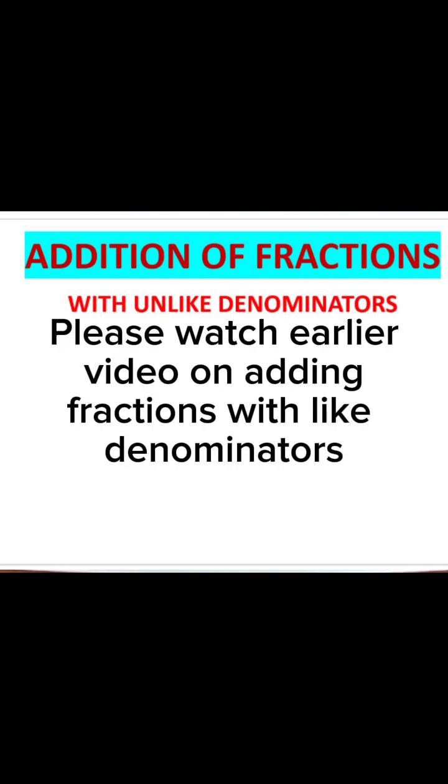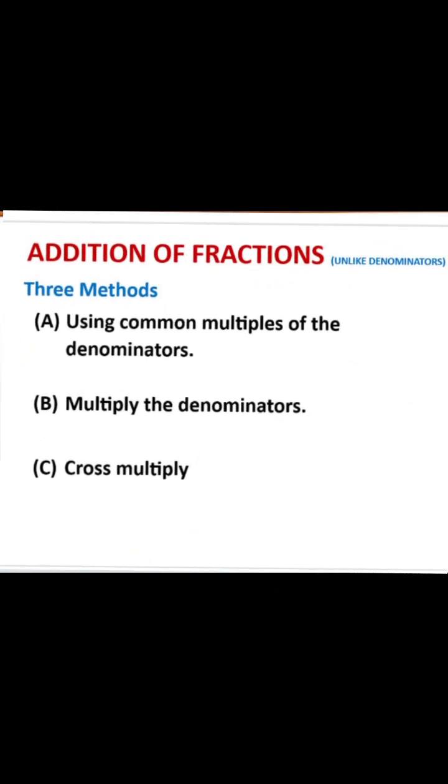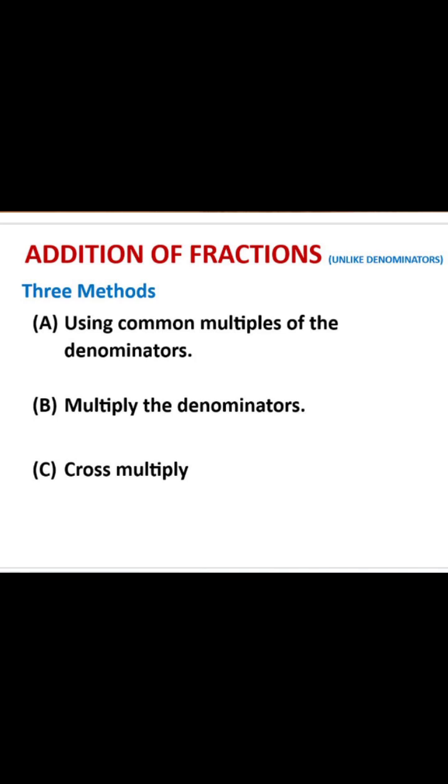I'm sure you enjoyed the video on addition of fractions with like denominators. Now there are three methods of carrying out addition of fractions with unlike denominators. And out of those three methods, I will make a video for method A, which is using common multiples of the denominators, and method C, which is cross multiplying. That one is actually very easy.